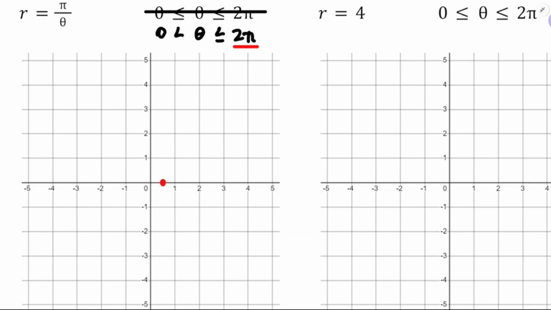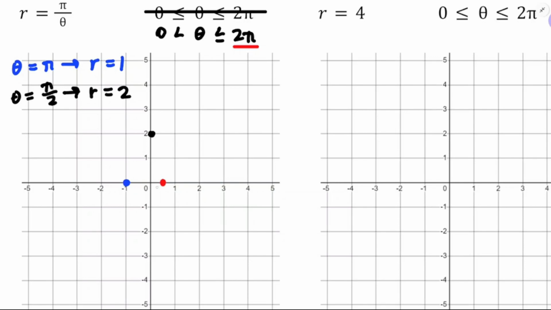And then maybe I will think about what happens when theta equals pi. Okay, r would equal 1. Okay, so I'm going to put that one right here. And let's see. I guess when theta equals pi over 2, I guess I'm just making a table. I have to think about this. Pi over 2, yeah, that's going to give me r equals 2. And so it'll be up here.